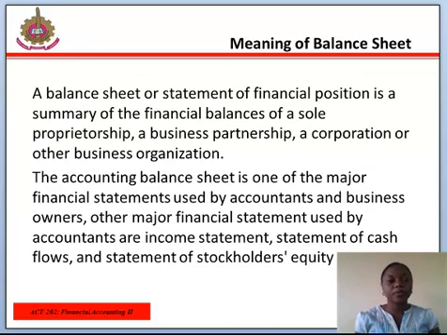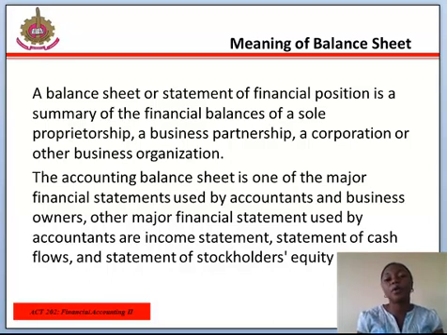Meaning of balance sheet. A balance sheet or statement of financial position is a summary of the financial balances of a sole proprietorship, a business partnership, a corporation, or other form of business organization. The accounting balance sheet is one of the major financial statements that are used by accountants and business owners. Other major financial statements that are used by accountants are income statements, the statements of cash flows, and statements of stockholders' equity.